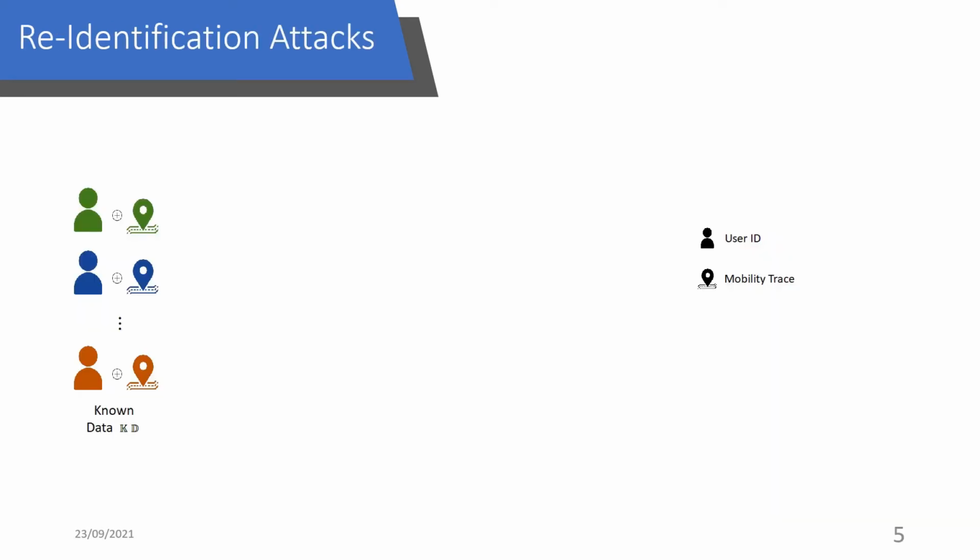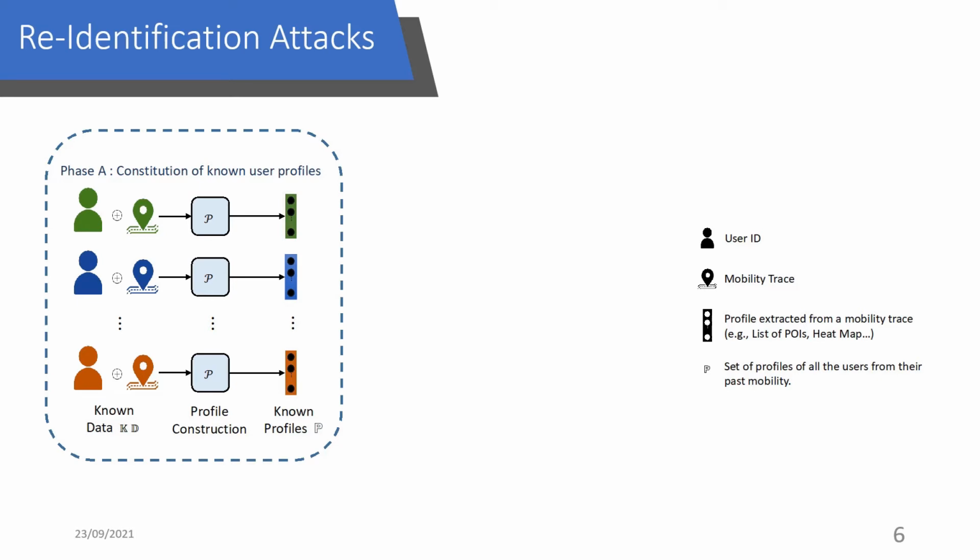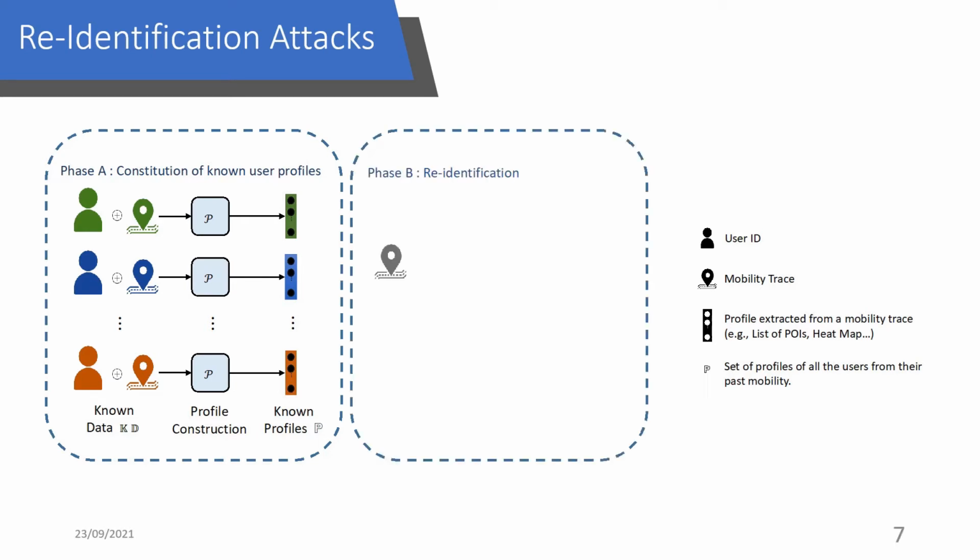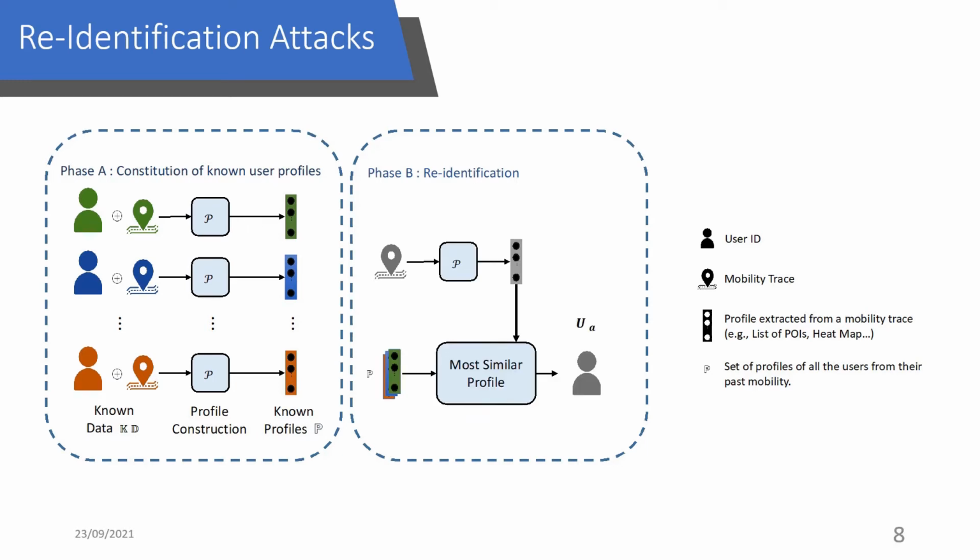How do these re-identification attacks work? First, we suppose an attacker that has access to a set of known data where the identity of users is revealed. The attacker constructs mobility profiles which provide a more representative form of the past mobility. Next, when the attacker receives an anonymous mobility trace, he constructs its anonymous mobility profile, compares it to the previously built profiles, and returns the user ID of the closest profile thanks to a similarity metric.